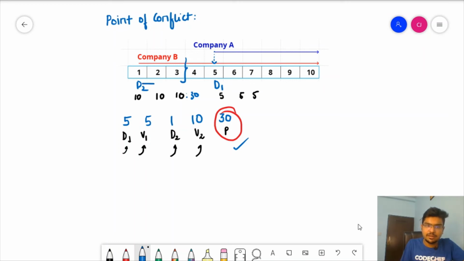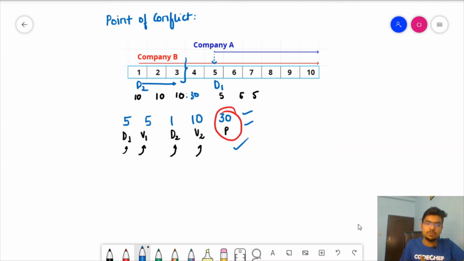So here company B started with the production, and on day 3 it met the whole production, right? Without interference of company A or the production of company A, it met the whole production that we needed, right? So 30 vaccines are produced till day 3 by only a single company, right?